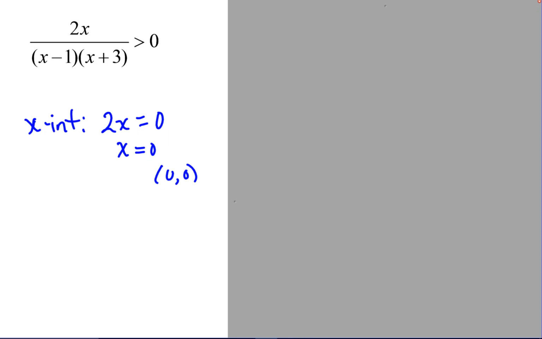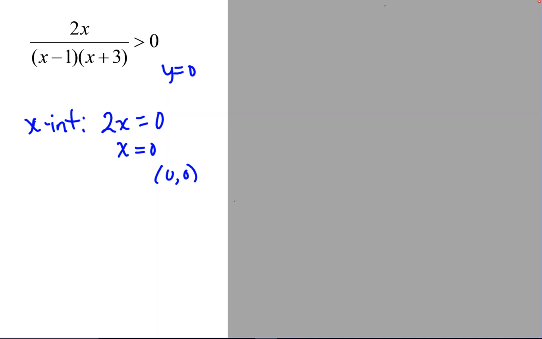Now, if you were to multiply this thing out on the bottom, you're going to have an x squared. So the numerator has degree 1, the denominator has degree 2. So we know that our horizontal asymptote is going to be the line y equals 0, or the x-axis, but in this case we actually cross it.